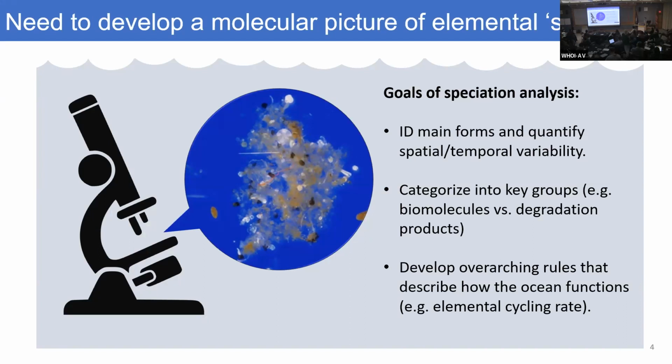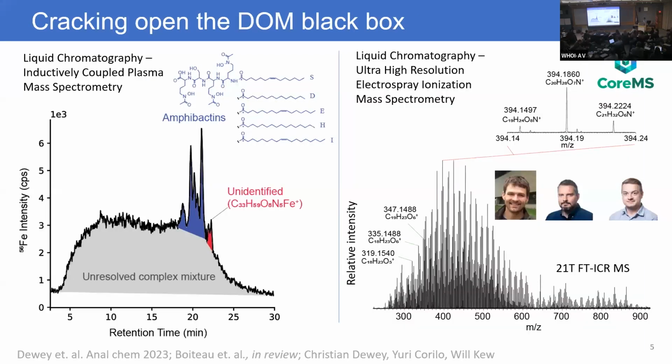So our goal is to develop tools that allow us to get a molecular picture of the chemical forms or elemental speciation of organic matter. Our goals are to identify the major forms and quantify their spatial and temporal variability. If we can do that, we can start to categorize them into different key groups. For example, we can differentiate biomolecules that are produced by microbes recently for some functions versus degraded materials that can accumulate as more refractory components. And then we can start to develop overarching rules that describe how the ocean functions, for example, to get at elemental cycling rates.